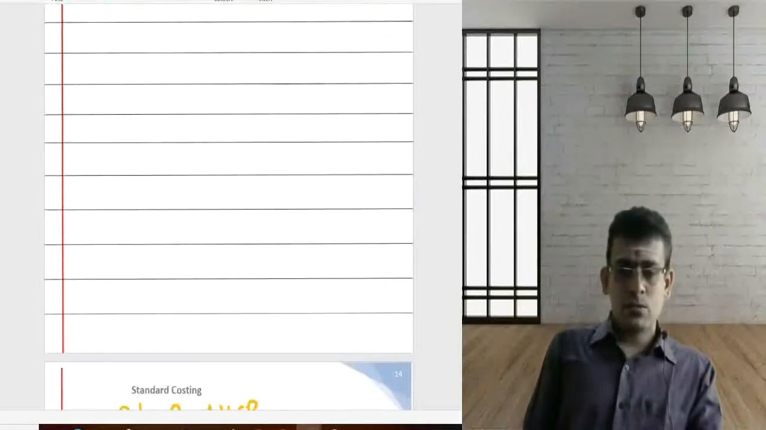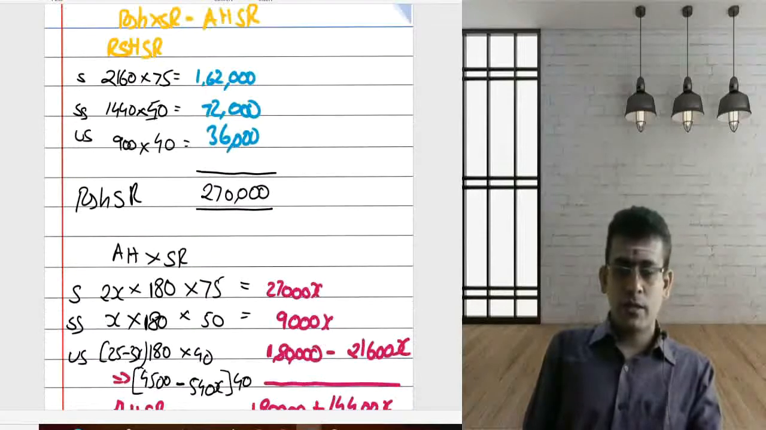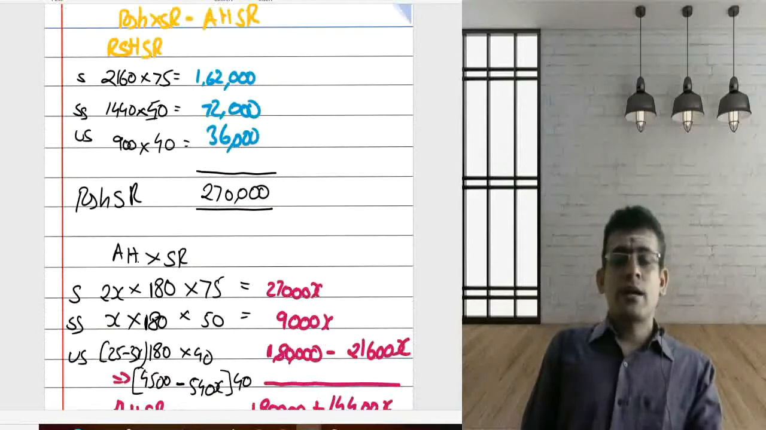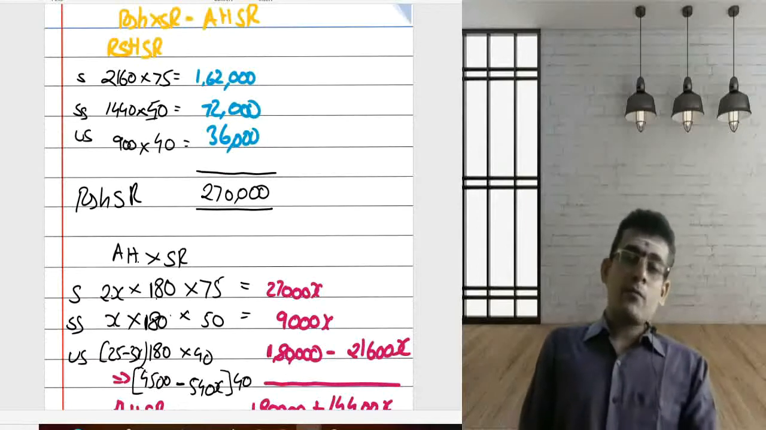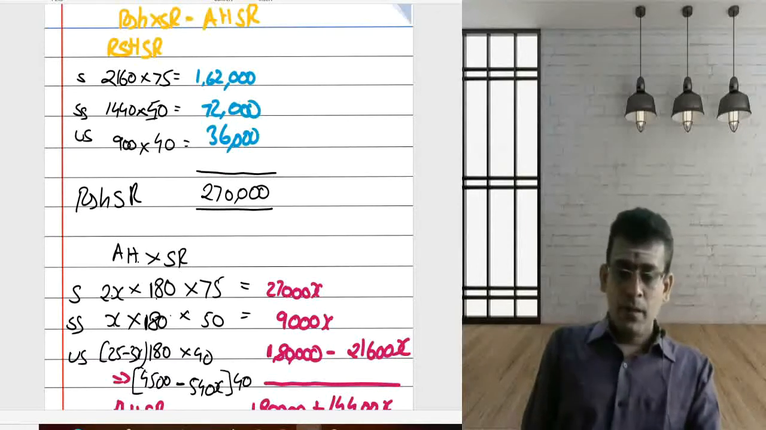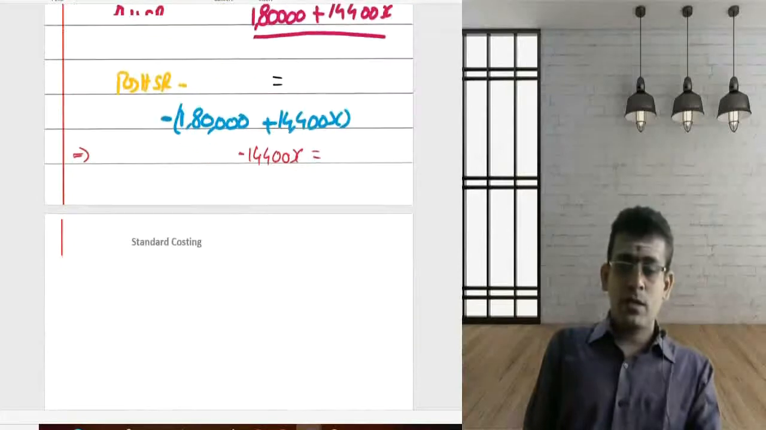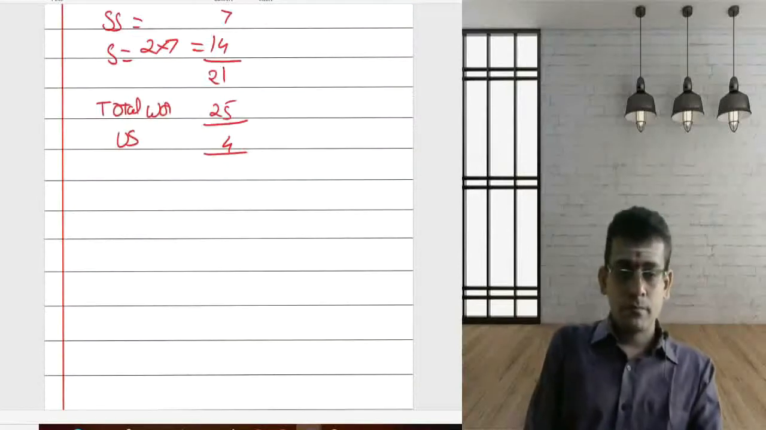Actual hours. Let us go to the last statement which we have done recently. What are your actual hours? 2x into 180, x into 180, 25x minus 3x into 180. Now I can easily find out my actual hours so that I can find out the problem. Now the last one.